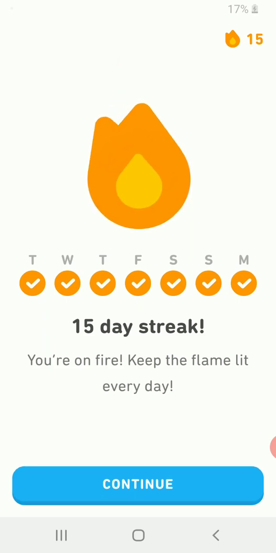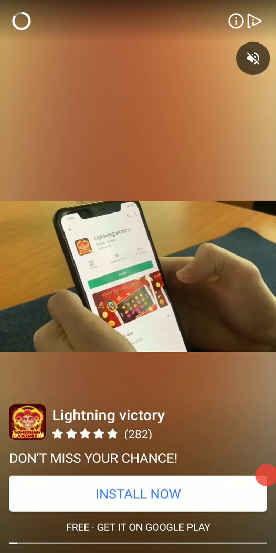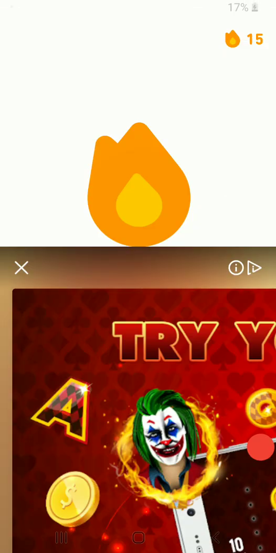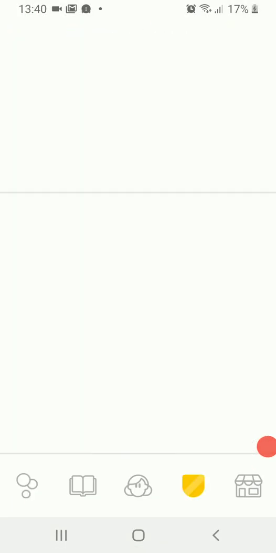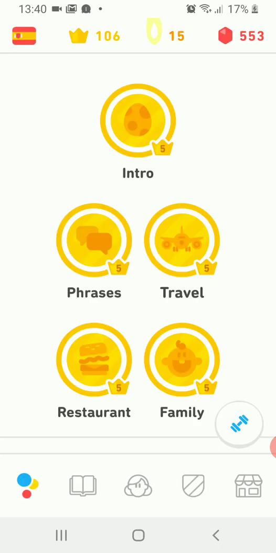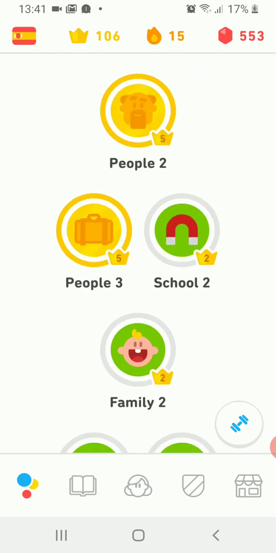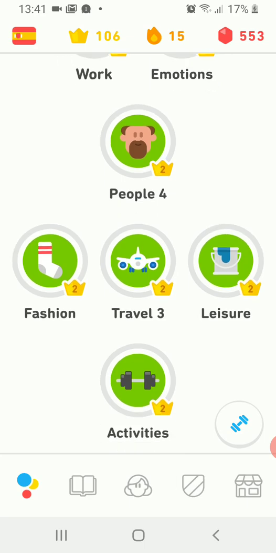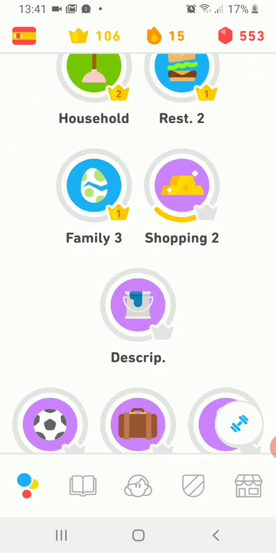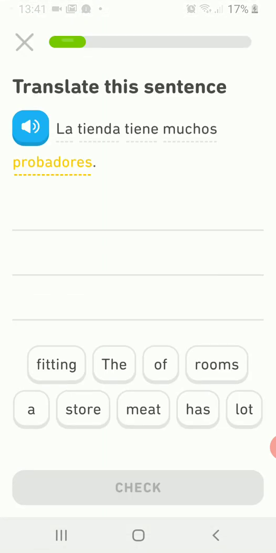Yeah, so let's continue. Let's do the second exercise. Here is an ad, because like I said, I didn't purchase the application, so I'm just using it as it comes, all free. So here I am, I'm rank 6 on the leaderboard, but that doesn't really matter right now. If I want to progress to the next league, I have to stay among the first 10 users or learners. So let's get back to business. That was just a parenthesis, let's say, and a short interruption if you would like. Let's get back to the second exercise. La tienda tiene muchos probadores.